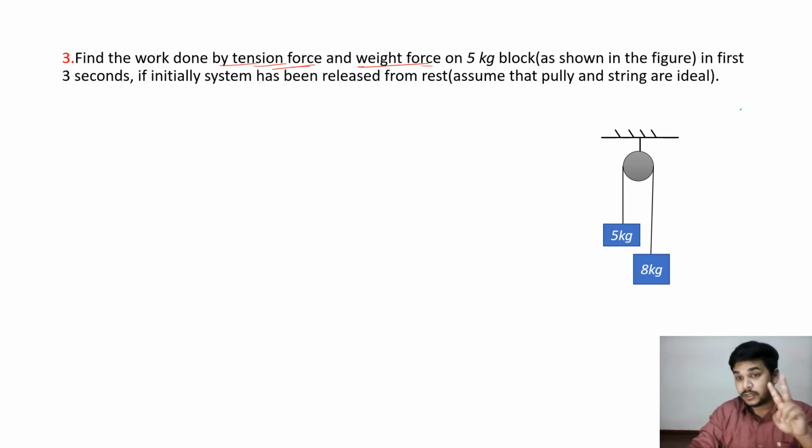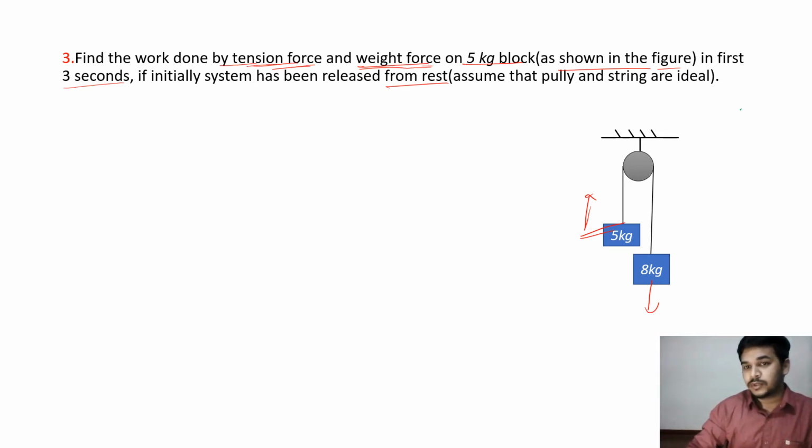Remember, there are two parts. One is the work done by the tension force, and the second is the work done by the weight force on the 5 kg block, as shown in the figure, in the first 3 seconds, if the system is initially released from rest. In the beginning, the system was at rest. After that, the system is released. So what can we say? This 8 kg block will go downward and the 5 kg block will go upward. After 3 seconds, what will be the work done by the tension force on the 5 kg block, and what will be the work done by the weight force on the 5 kg block?